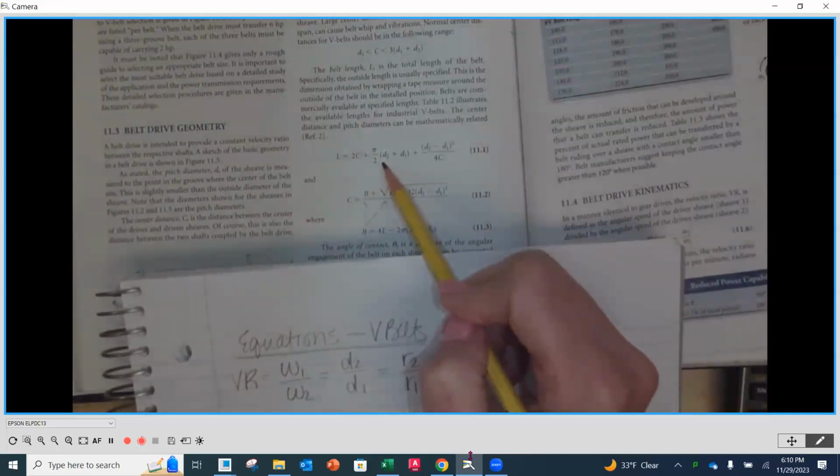We're going to pick a center distance and put it into the length of the belt equation next. Then we're going to find a length of the belt, and then we have to pick one off of our list. That's going to be an actual one, and then go back and recalculate what that actual center distance will be.